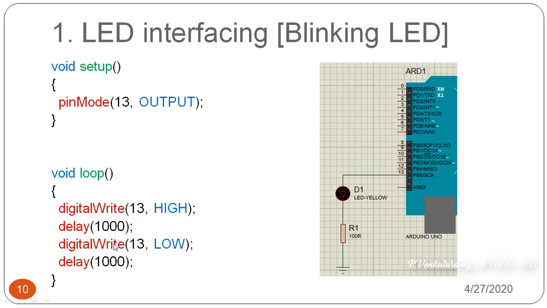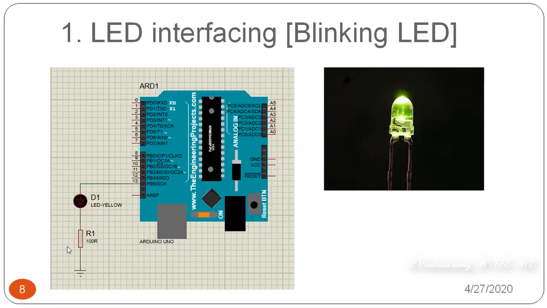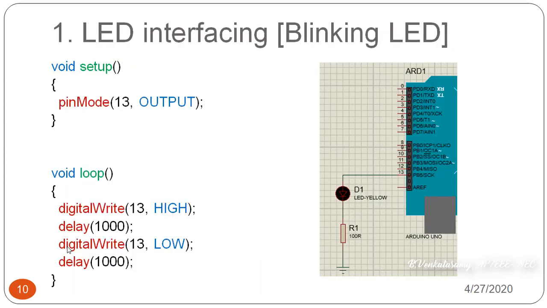So after 1 second delay, digitalWrite 13, LOW. So the LED is now turned off. Then after 1000 milliseconds or 1 second delay, again digitalWrite 13 HIGH. Again after 1 second, digitalWrite 13 LOW. So this loop executes infinite times, so the LED will glow like this. So the programming part is over. Now we are going to simulate this program using Proteus software with the help of Arduino IDE.